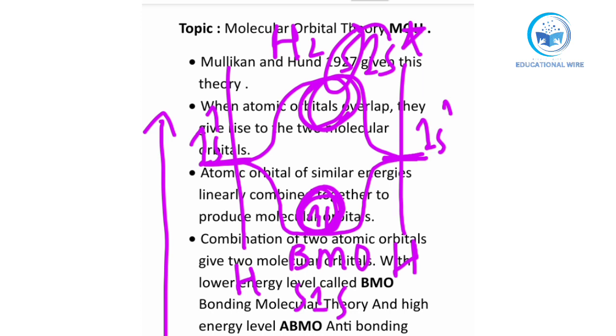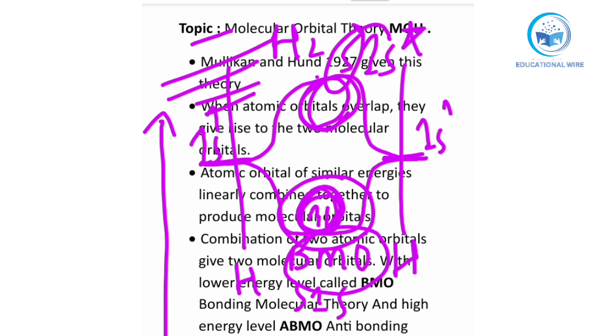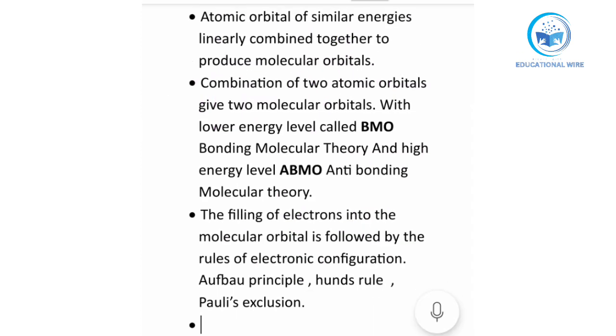Now how will we know the bond order, which bond it is making: single covalent bond, double or triple? For the bond order we have a formula. We have two electrons here in the bonding molecular orbital, and zero electrons in the anti-bonding molecular orbital. A position having two electrons is called diamagnetic. We will also learn that property.